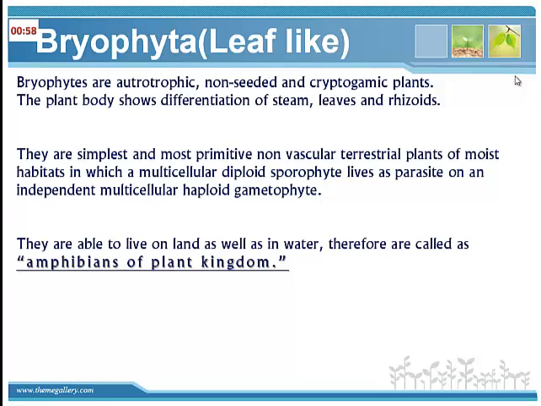The Bryophyta are autotrophic, non-seeded, with a differentiated plant body like leaves, stems, and rhizoids. Their habitat is terrestrial, and they need water for reproduction. And these are the first landed plants, that's why they can be nicknamed the amphibians of the plant kingdom due to the partial dependency on water as well as land for their growth.